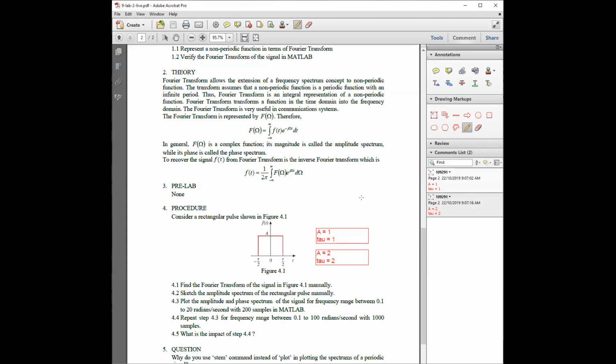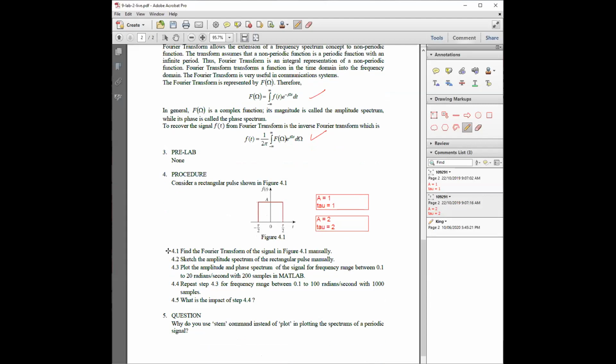All right, in lab 2, all this theory is just the usual theory. Just read through it. It's similar to what I wrote in the lecture slides. Then 4 is where you really start working. The same thing: you find the Fourier transform of this particular signal. You should be very expert by now. Do it manually using hand calculations, meaning you apply this formula to find the Fourier transform, and then sketch the amplitude spectrum of your Fourier transform output.